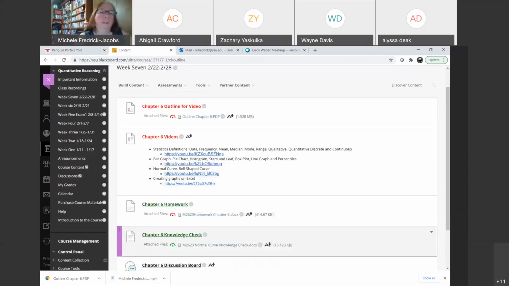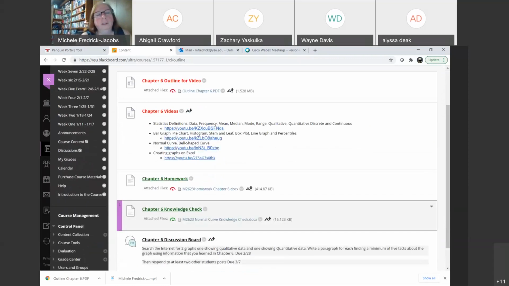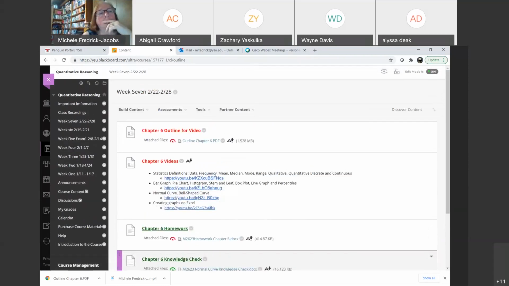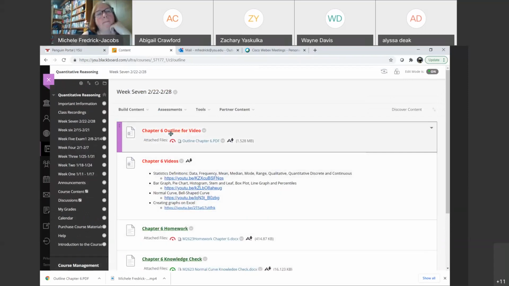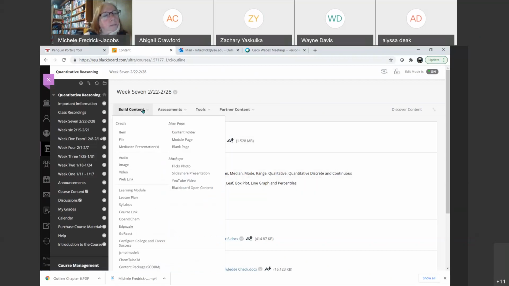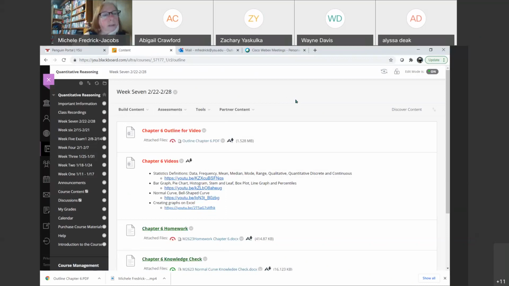There's a homework assignment. There's a knowledge check. This is just to make sure you understand the normal curve. It's just a basic problem. And then there's the discussion board. The outline, a lot of the data we'll probably use today, but it's also used here. That's everything.